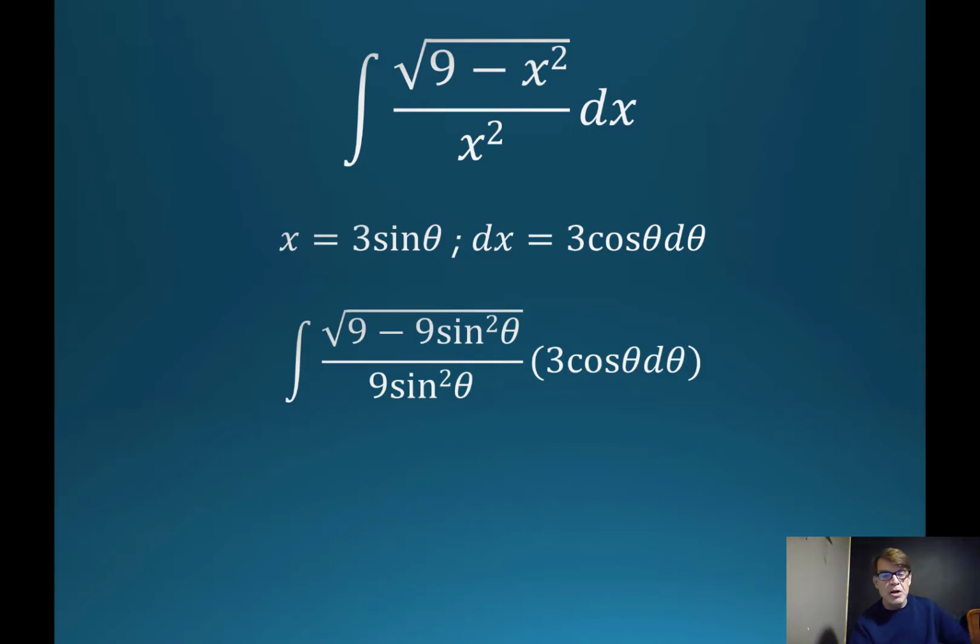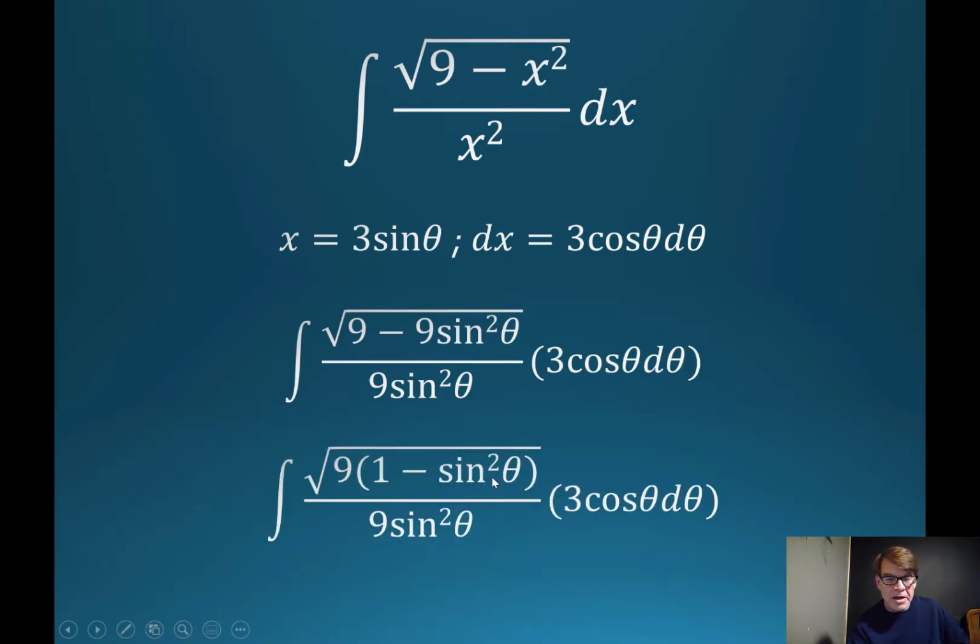All right, so when we plug in 3 sine of theta, there's 9 minus x squared. 3 sine of theta squared is 9 sine squared of theta. Again, in a moment, you're going to see why this works. And then x squared is going to be 9 sine squared of theta. And then here's the dx; we put the dx out here. That looks like a monstrosity, but the bigger they are, the harder they fall. For example, I'm going to be able to factor out a 9, right? 9 times 1 minus sine squared theta. Everything else is the same.